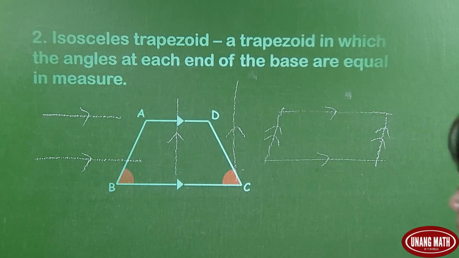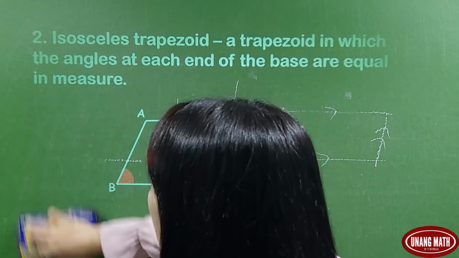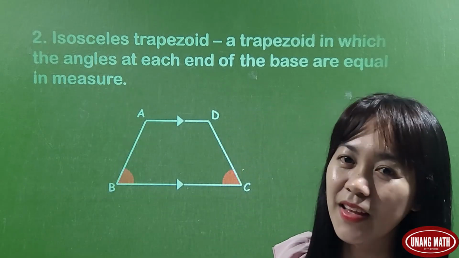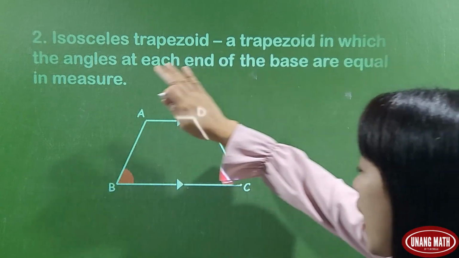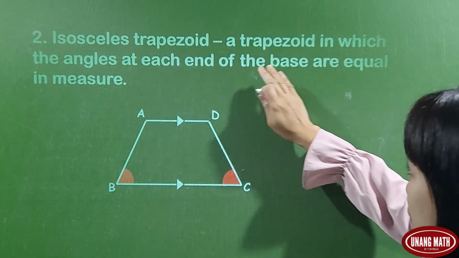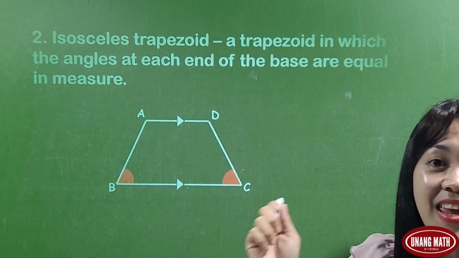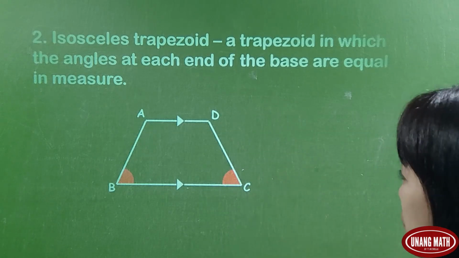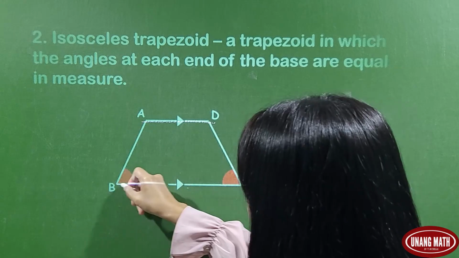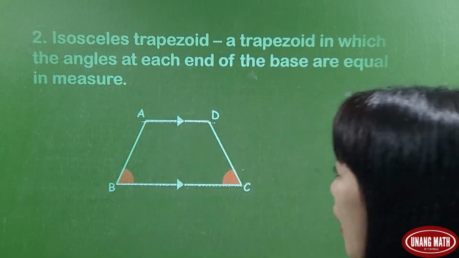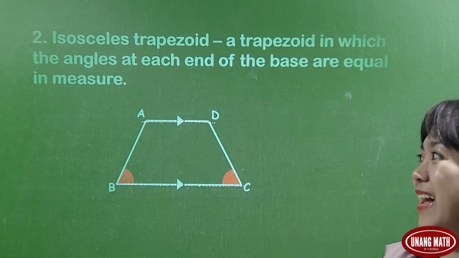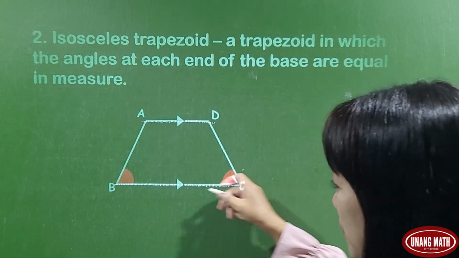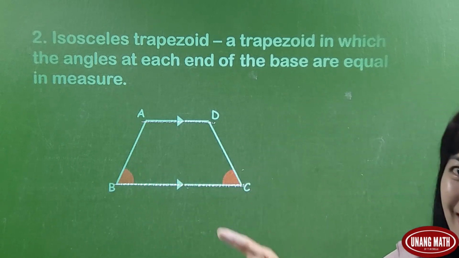What is then an isosceles trapezoid? When we say isosceles trapezoid, this is a kind of trapezoid in which the angles at each end of the base are equal in measure. If this is an isosceles trapezoid, these opposite sides are the parallel sides. This side of this isosceles trapezoid is the base.